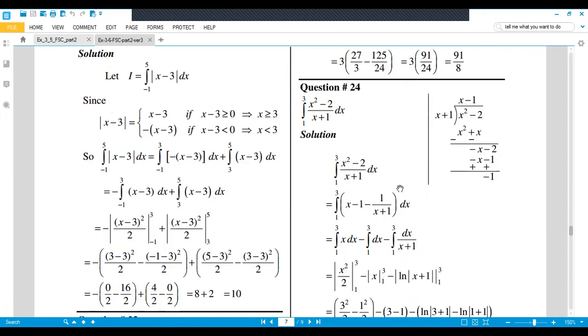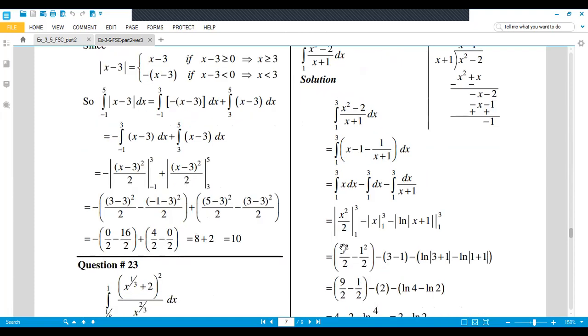Here, if you check, this is an improper fraction. First we convert it into a proper fraction. x square minus 2 divided by x plus 1. First multiply with x, so we get x square plus x. So minus x minus 2 we get; multiply with minus 1, minus x minus 1, so minus 1. So minus x minus 1, whole minus 1 over x plus 1. So the integral of x is x square over 2, the integral of 1 is x, and the integral of 1 over x plus 1 is natural log of x plus 1.